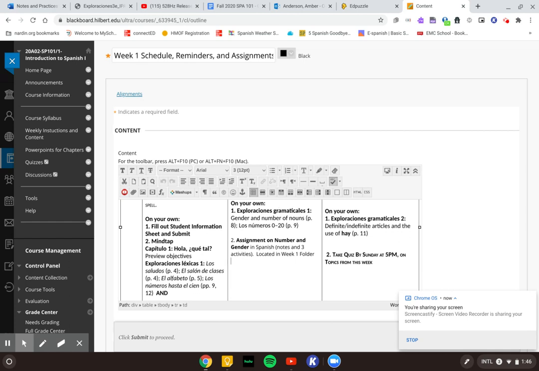So for number 1, this is due by 11:59 on Friday. You have in MindTap Exploraciones Gramaticales, and the page numbers here just correlate to the textbook, in case you did want to check the textbook. They are not assignments. They just show where the information can be found in your ebook or your textbook. And then number 2 is your assignment on number and gender. So you're going to go through those notes, study masculine and feminine, and then complete that work.